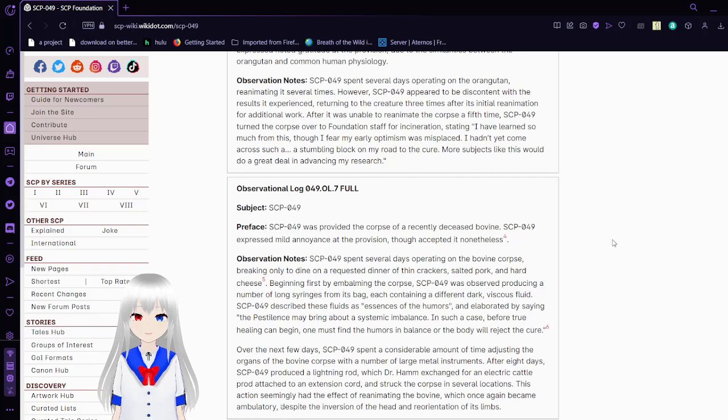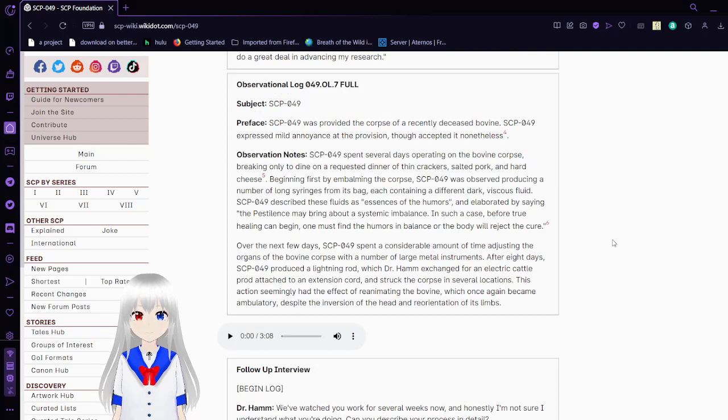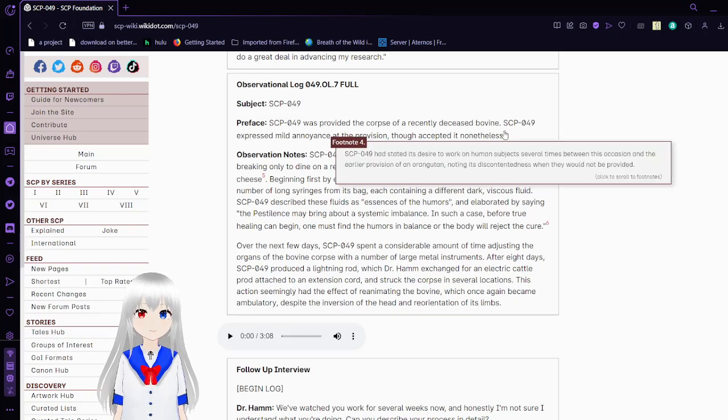Observation log 49-7. SCP-49 is subject. Preface. SCP-49 was provided with the corpse of a recently deceased bovine. SCP-49 expressed mild annoyance at the provision, though accepted it nonetheless. SCP-49 had stated his desire to work on human subjects several times between this occasion and the earlier provision of an orangutan, though his discontent grew when they would not be provided.